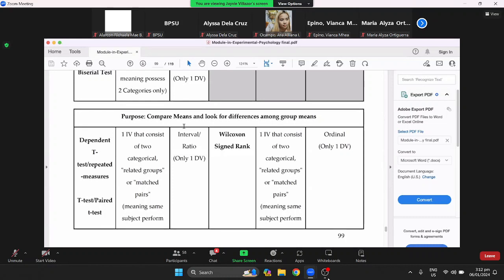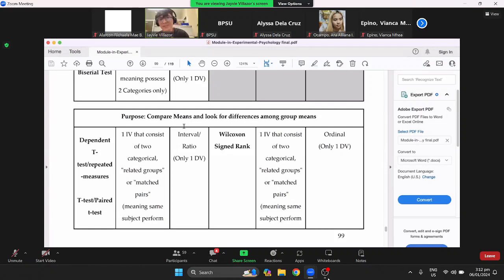We're done with prediction. We're also done with correlation. Right now, we're going to proceed with compare means and tests for differences. As I mentioned a while ago, if our research is experimental in terms of methodology, then we're looking for difference, change, or effect. So all the tests that we're going to discuss are the inferential tests that you're going to utilize in terms of your experiment.